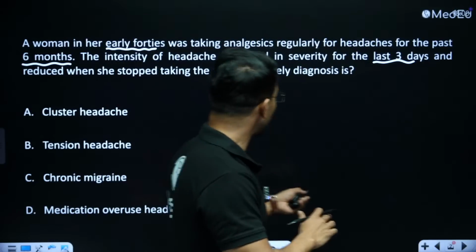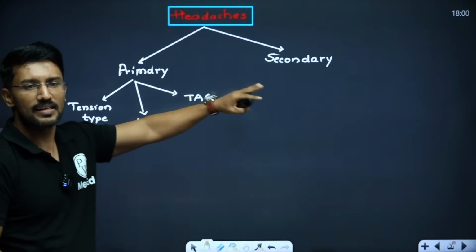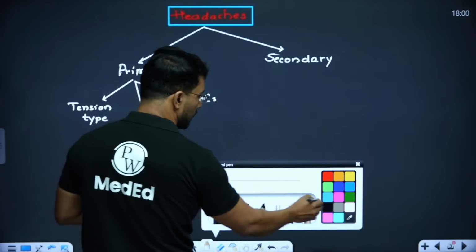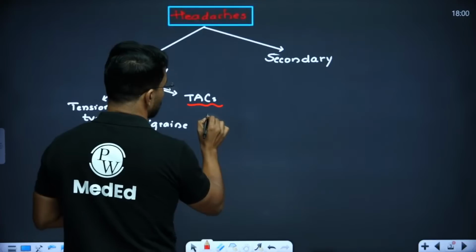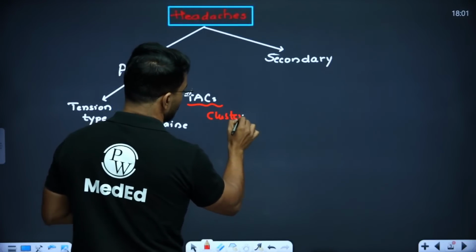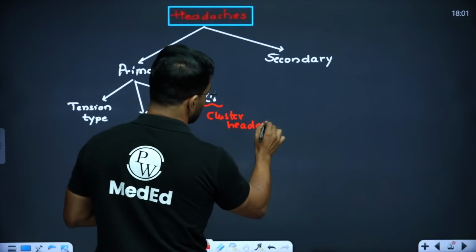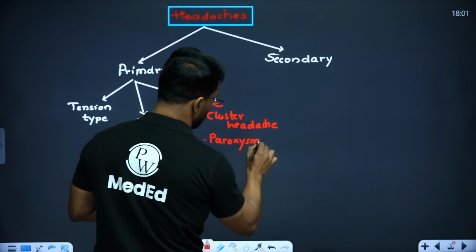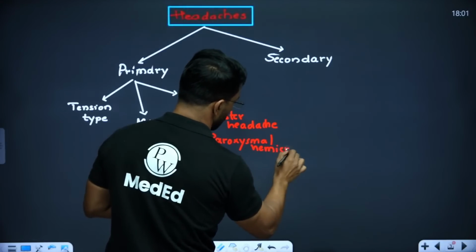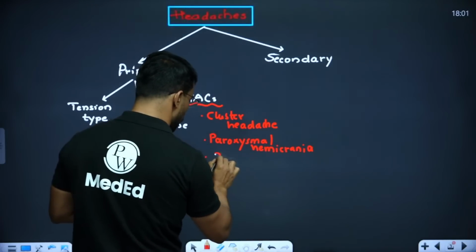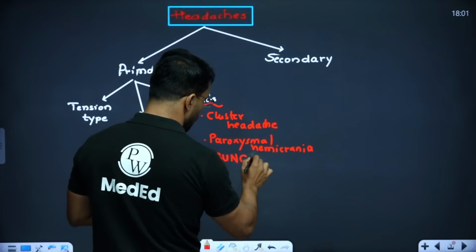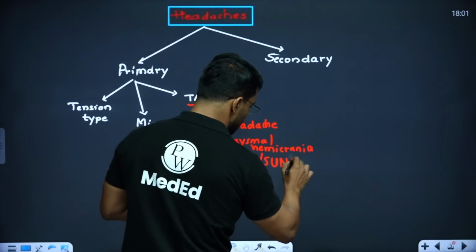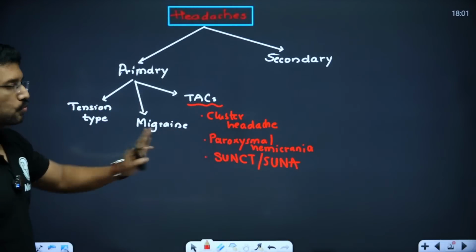Now when we talk about headache, we all know that headaches are classified as primary and secondary headaches. Primary headaches include tension type, migraine, and what we call trigeminal autonomic cephalgia. Under trigeminal autonomic cephalgia, I want you to remember cluster headache. Cluster headache is a type of trigeminal autonomic cephalgia. Then we also have paroxysmal hemicrania, and a very peculiar form of headache called short lasting unilateral neuralgiform headache with conjunctival tearing, or short lasting unilateral neuralgiform headaches with autonomic symptoms, or SUNA.